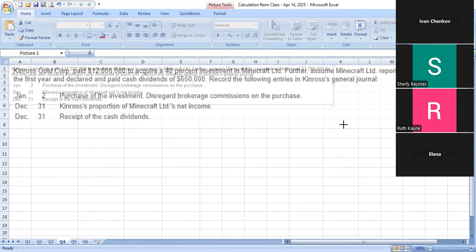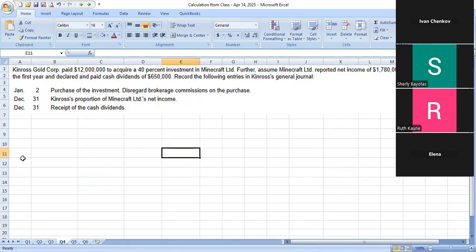The next question will be way easier than this one. In this case, we're going to pay 12,000 to acquire a 40% investment in this company, assuming that this company reported net income of that much for the first year and declared and paid a cash dividend of $650,000. Record the following entries on the general journal. On January 2nd, purchase of the investment. Disregard any brokerage commission on the purchase. December 31st, proportionate share of the net income, and December 31st, receipt of the cash dividend. So let's start here. January 2nd, what will be our journal entry?